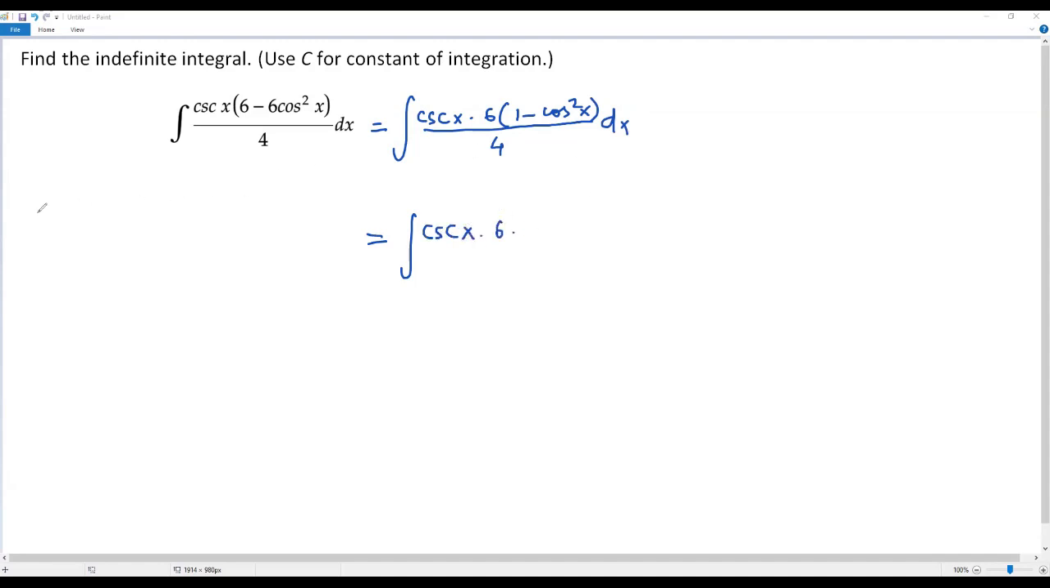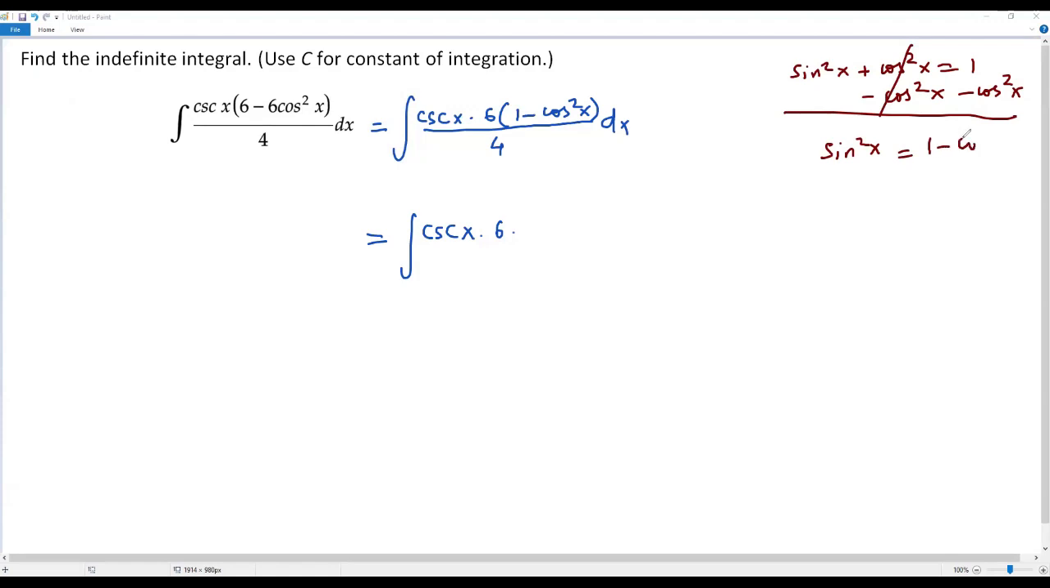Now let me consider the Pythagorean identity in trigonometry, that is sine squared x plus cosine squared x equals 1. Now let me solve for sine squared x. For that I have to subtract cosine squared x from both sides. So I'm getting sine squared x equals cosine squared x, minus cosine squared x will cancel, then I'm getting 1 minus cosine squared x on the right side. So instead of this 1 minus cosine squared x, I can plug in sine squared x.